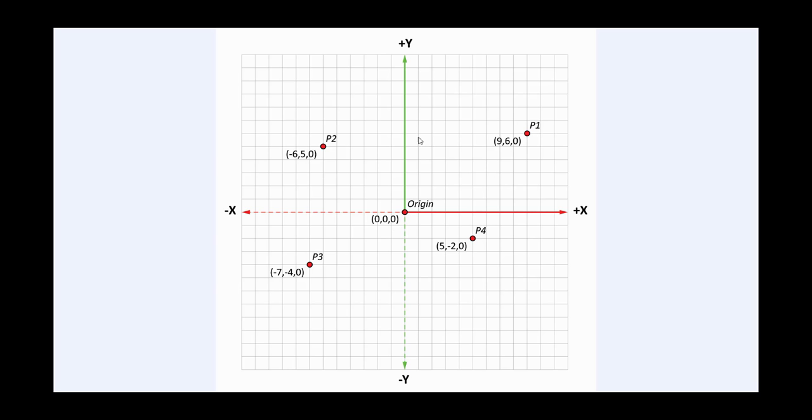If we look at these other points on this plane, we can start to see that some have positive values, 9 units in the x direction and 6 units in the y direction. And we also have negative x values and negative y values. If we look at this point P3 here, we can see that we have a point located at minus 7 in the x and minus 4 in the y with the z value of 0.